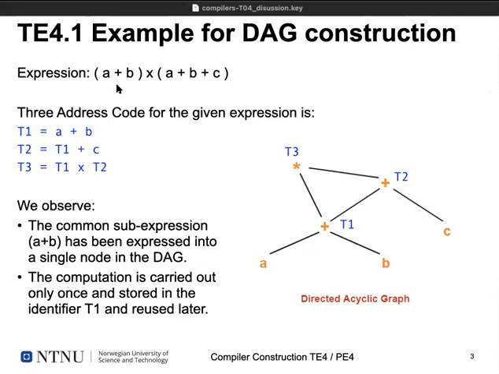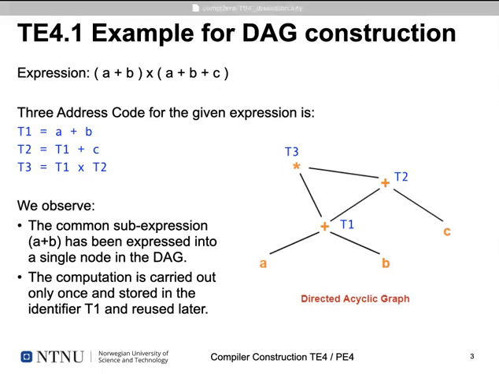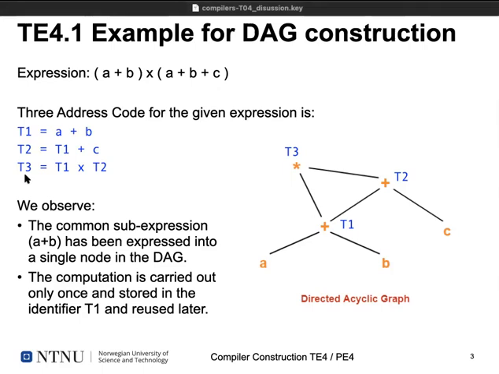We could calculate a + b first and assign it to a temporary variable t1. Then, since we already have a + b, we can reuse that intermediate result in t1 and calculate t1 + c and assign this to a second intermediate variable t2. So we have both of our sums as terms in t1 and t2. And then finally, we can calculate the product of both, t1 and t2, and store this in t3. So that's what we observed.